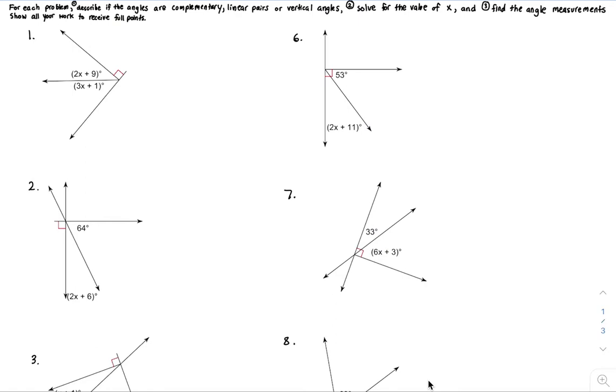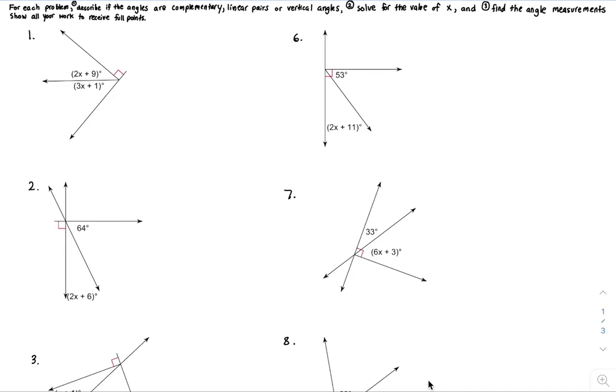Here's your homework number 4, Intro to Angles, numbers 1 through 16. So, we're first going to look at number 1. In the directions, it says describe if the angles are complementary, linear pairs, or vertical angles.